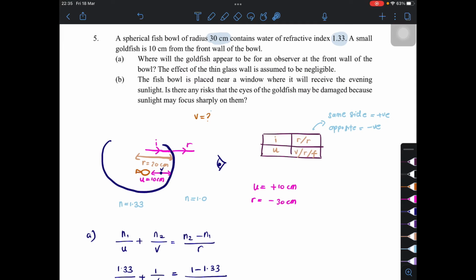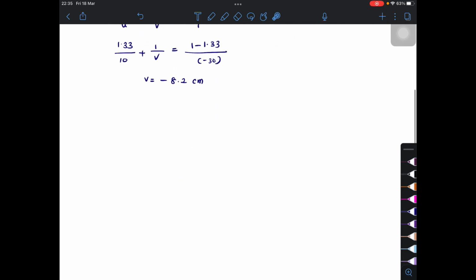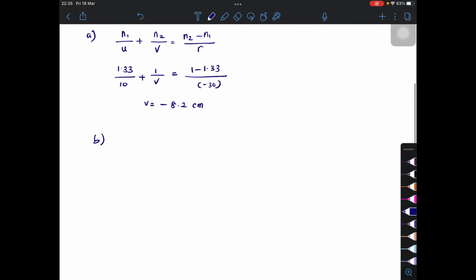Okay, next question B. The fish ball is placed near a window where it will receive the evening sunlight. Is there any risk that the eyes of the goldfish may be damaged because sunlight may focus sharply on them? Okay, so we have the same fish ball placed near a window where it will receive the sunlight. Okay, so lukis dahulu. So we have the fish ball here. It has the same value of radius 30 centimeter, and then it still has the goldfish here, and then it is placed near a window.